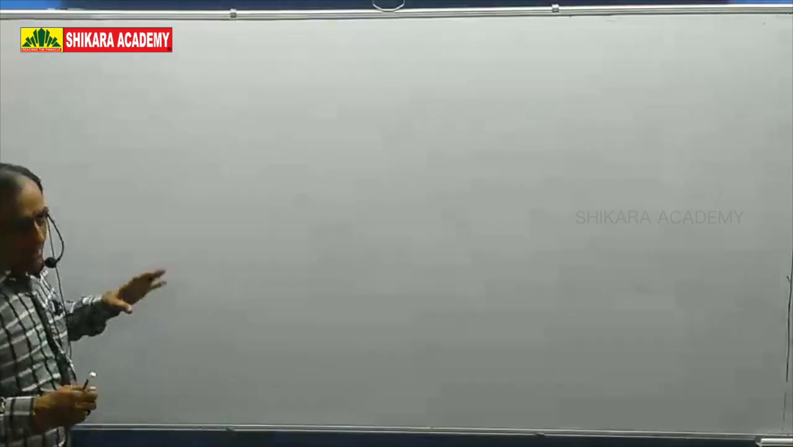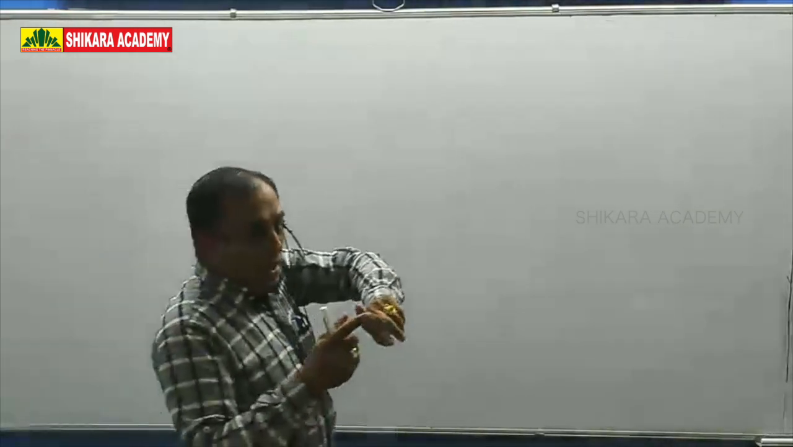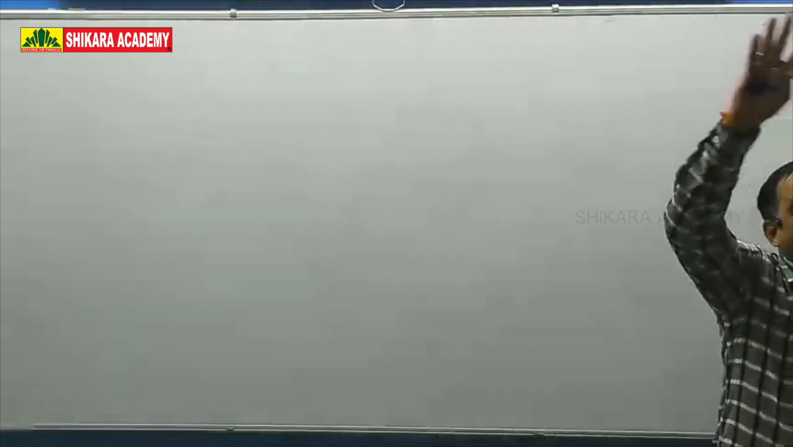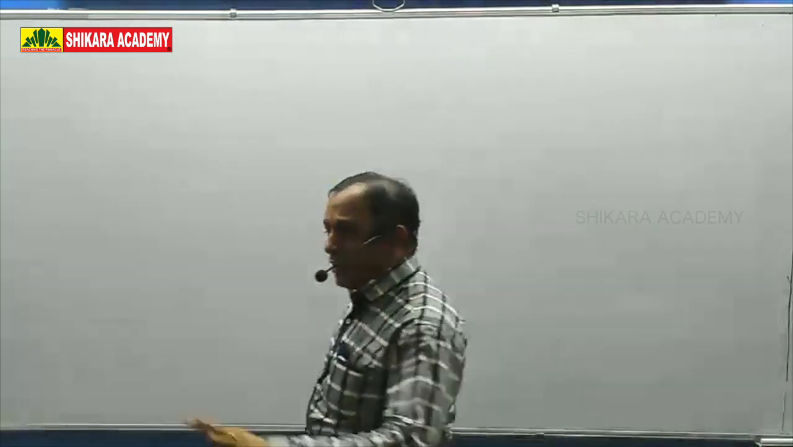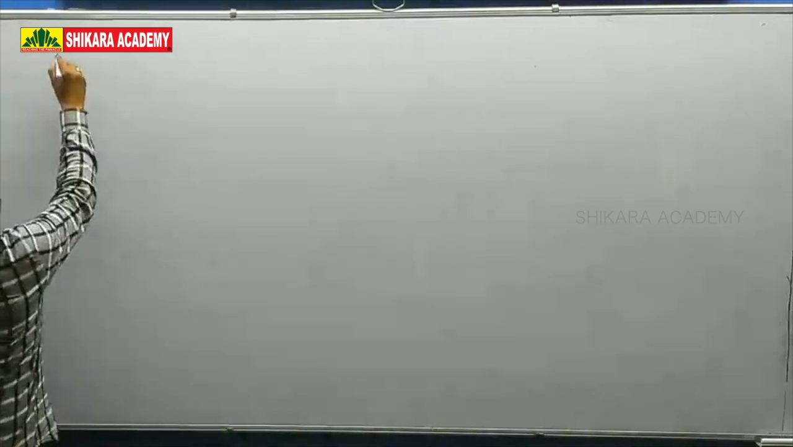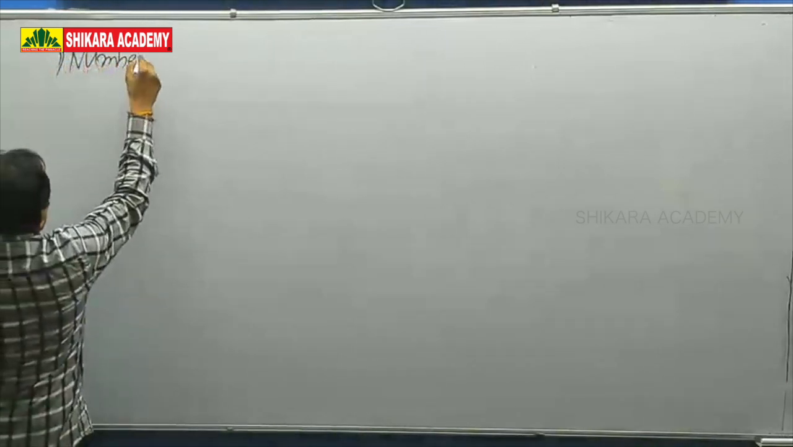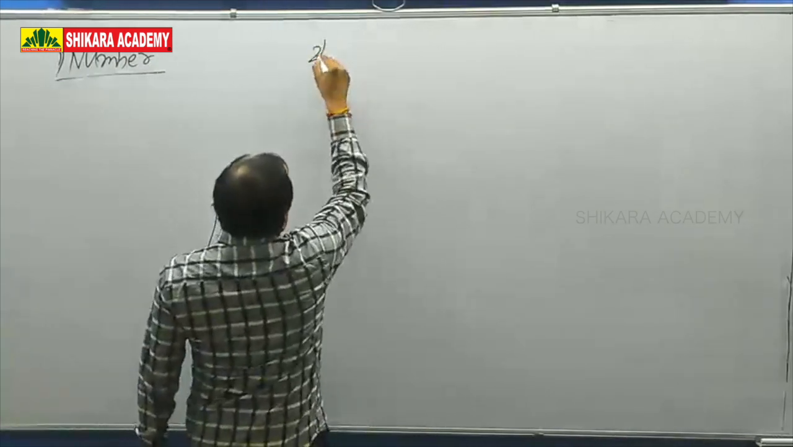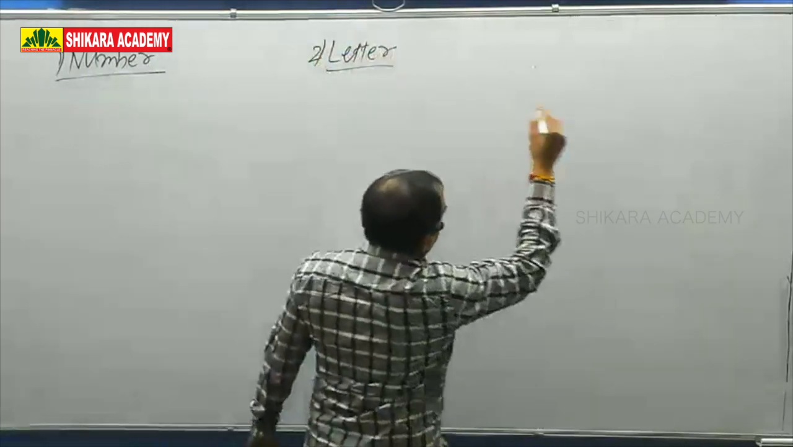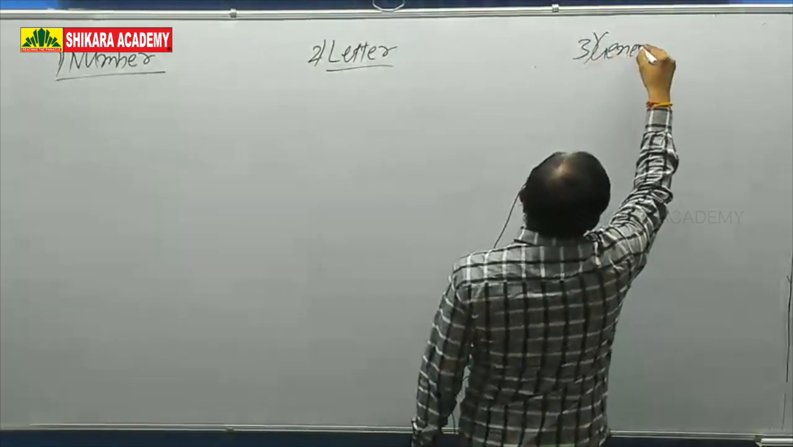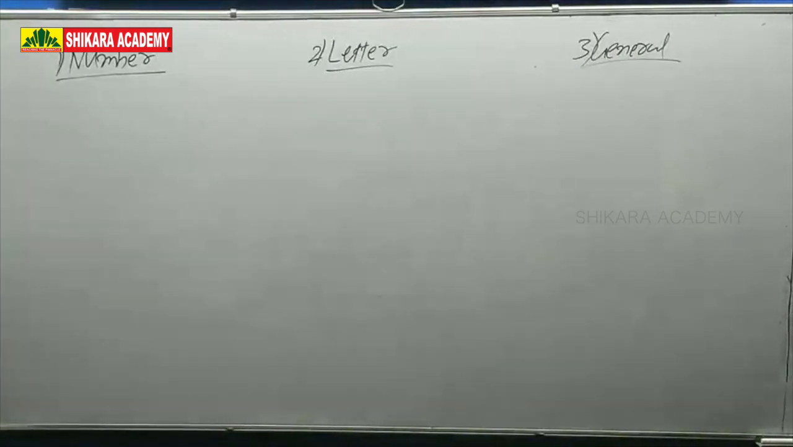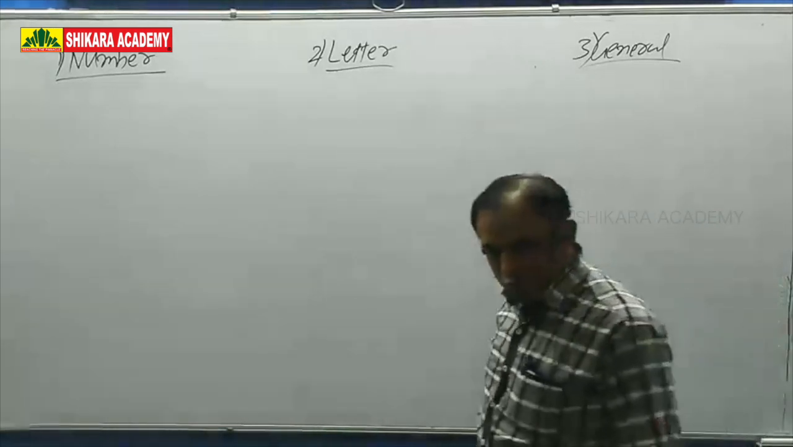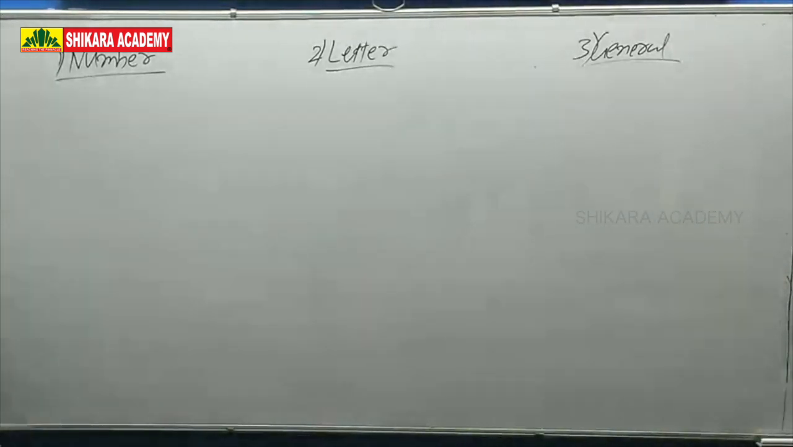The total questions, either aptitude or reasoning, verbal reasoning or non-verbal reasoning or data interpretation, from another angle are divided into three types. The first one is number based questions. Second one is letter based questions. Third one is general questions.